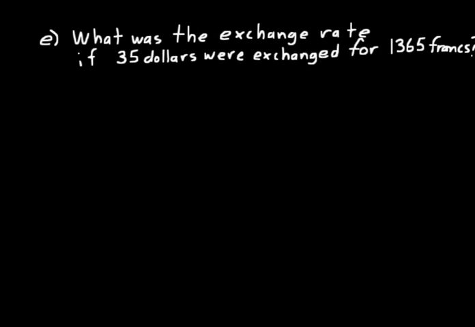Usually what you do on a problem like this where they want the rate written in two different ways is you have the larger number as the numerator first, and then you can kind of get a unit price on it, and then you can just flip it around to get the other rate. So let's do 1365 francs per $35. We'll do that first.